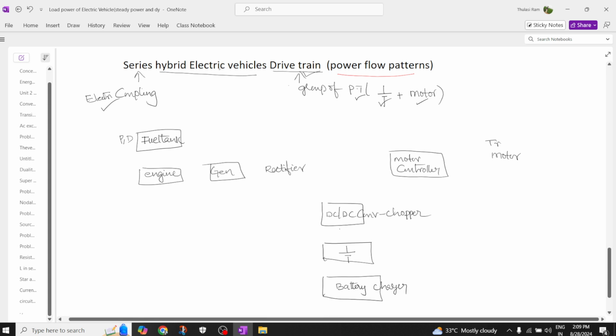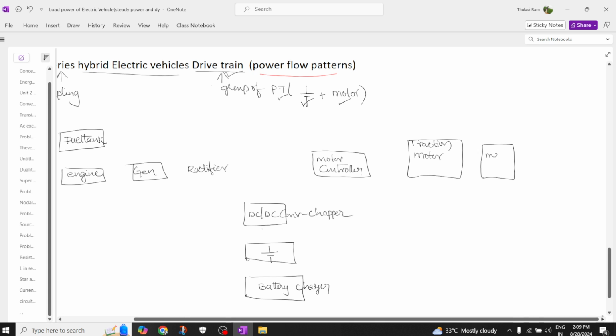So this is nothing but the motor which is required to move the electric vehicle, where we are going to call this motor a traction motor, and here at the output we have a mechanical coupler. This is the mechanical transmission, and from this mechanical transmission you have this, which is also called a differential, and the purpose of this differential is to split the torque. That's why it is called a torque splitter.